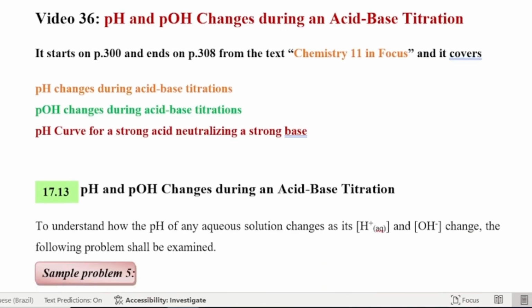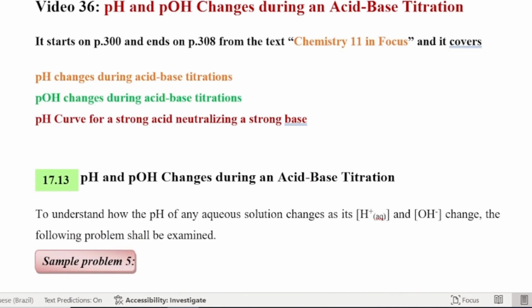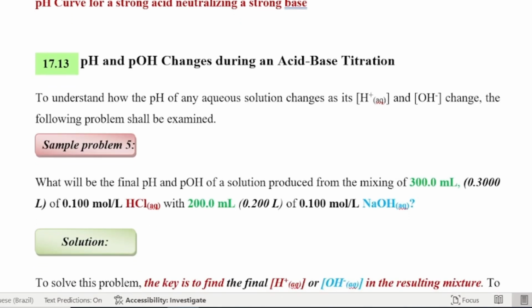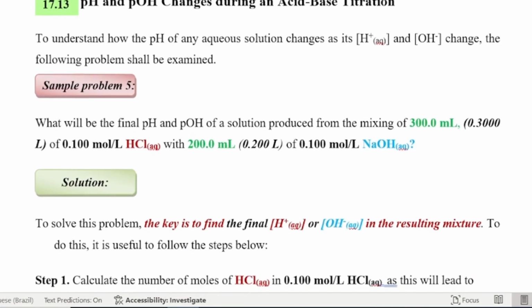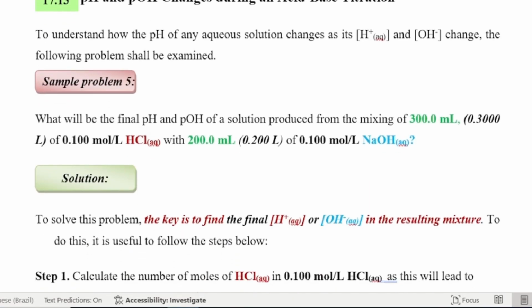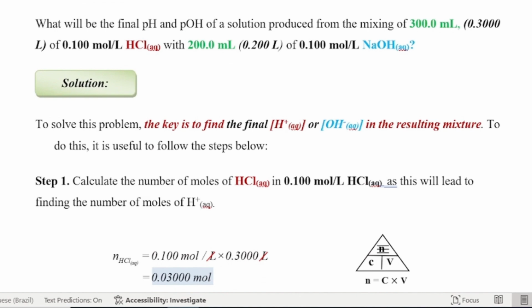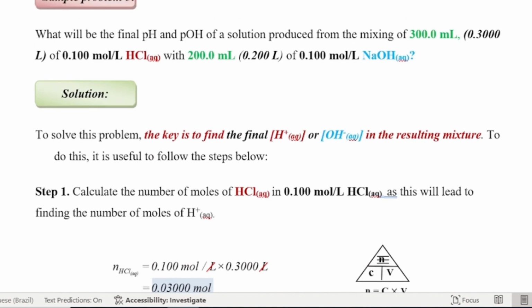But before we go into teaching you how to calculate the pH changes in an acid-base titration, we first of all look at how pH changes when a certain volume of a base of known concentration is added to a certain volume of acid of a known concentration. This will provide some background knowledge that you will use when you do your calculations with regard to changes in pH during the titration reaction. So this is the problem here.